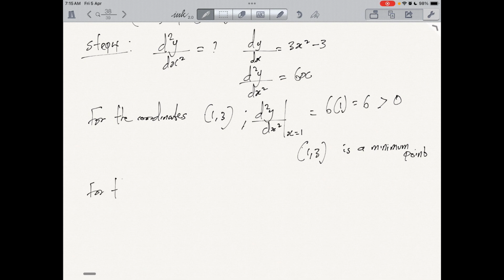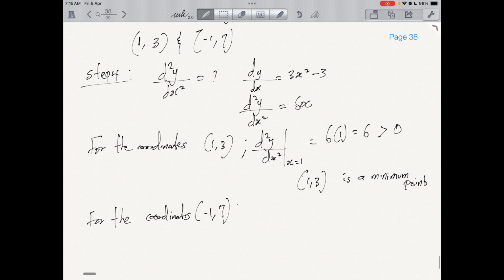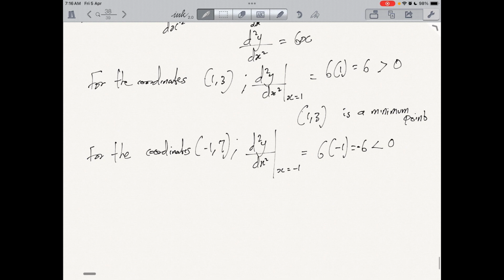And likewise, for the coordinates of (-1, 7), we evaluate d²y/dx² at x equal to -1, and this is 6 into -1, which is equal to -6, and -6 is less than 0. Therefore, (-1, 7) is a maximum point because d²y/dx² is less than 0.